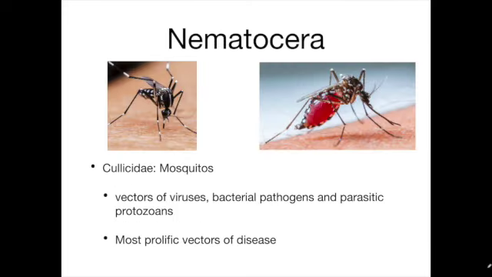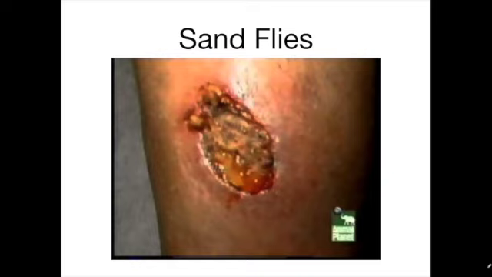So in the Nematocera, I can't talk about the Nematocera without mentioning mosquitoes and the Culicidae family. They are the most prolific of all vectors. They spread all kinds of different diseases, but we're going to spend an entire unit looking at mosquitoes, so I don't want to spend time on those now. What we're going to be looking at are primarily these sand flies. And sand flies cause a number of different diseases, and some of them are really quite awful. You can see here, this is a form of Leishmaniasis, and they have some really interesting life cycles. So we'll take a look at that as well.